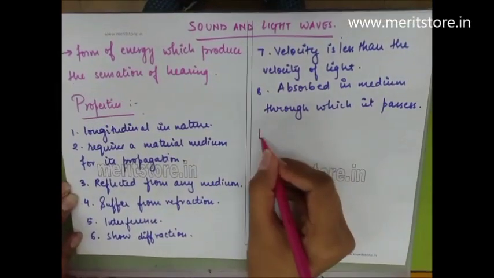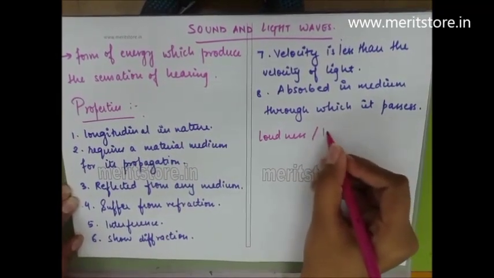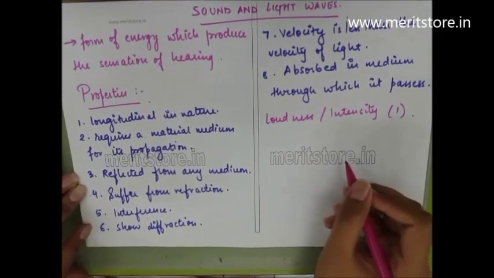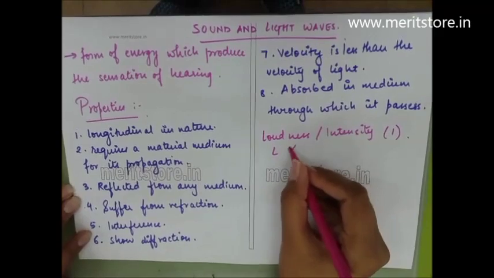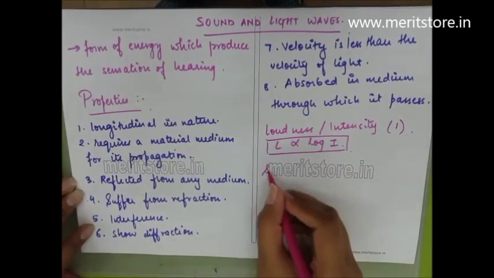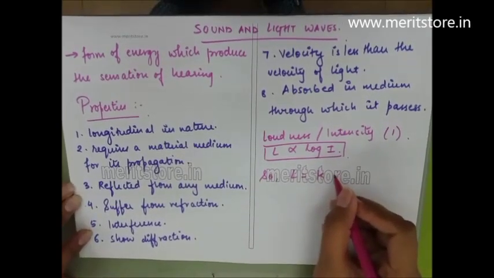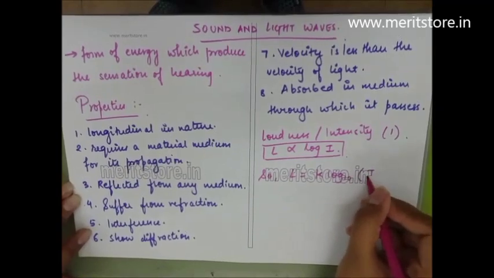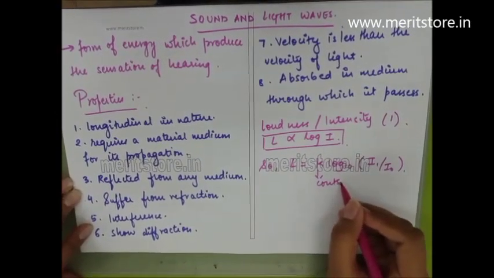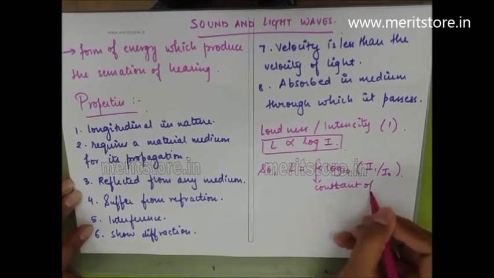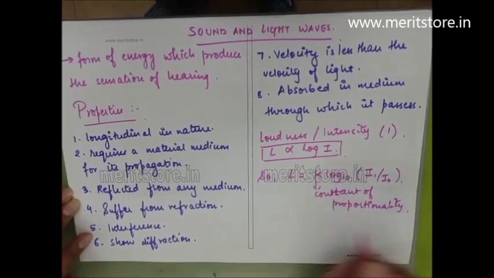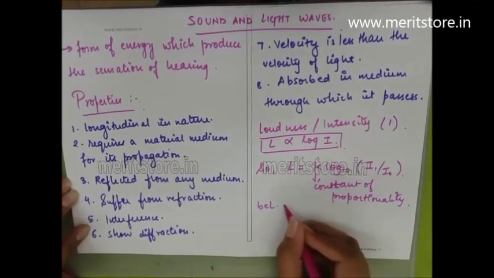Now let's go to the loudness or intensity of sound. The loudness is directly proportional to the log of intensity. So, the loudness is equal to K log to the base 10. Now here K is a constant of proportionality. The unit of sound is BEL.